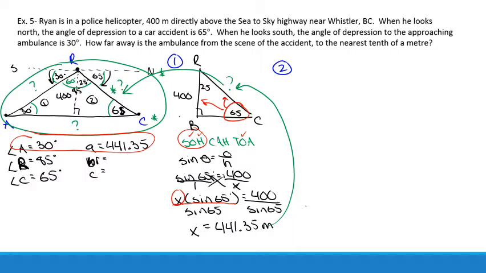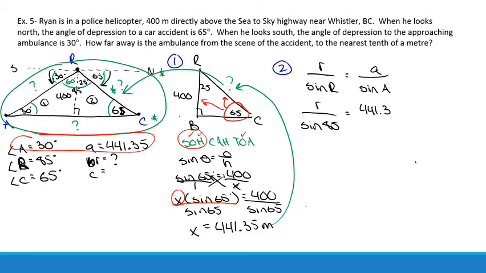Once again, what am I looking for? We never really talked about that over here. I'm looking for side R, the bottom here, the distance between the ambulance and the car. So R over sine R equals A over sine A. Start plugging everything in. Sine R over sine 85 degrees equals A, which is my 441.35, over sine of angle A, which is 30 degrees.